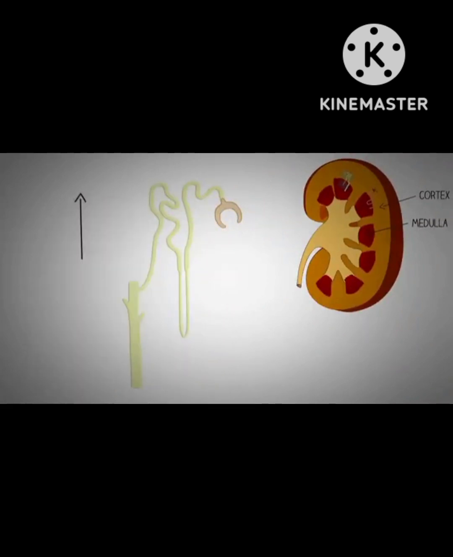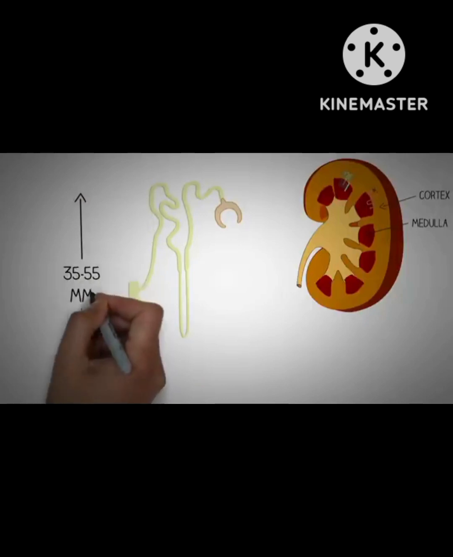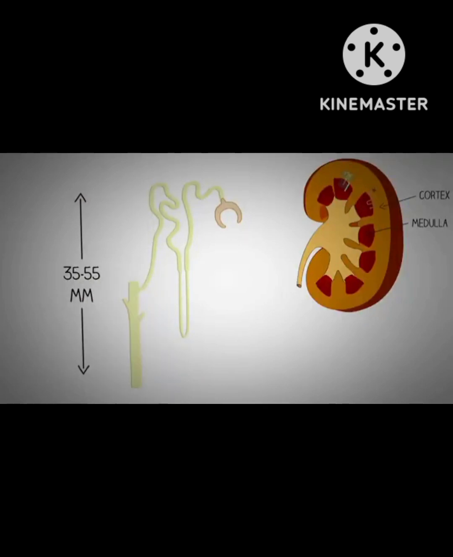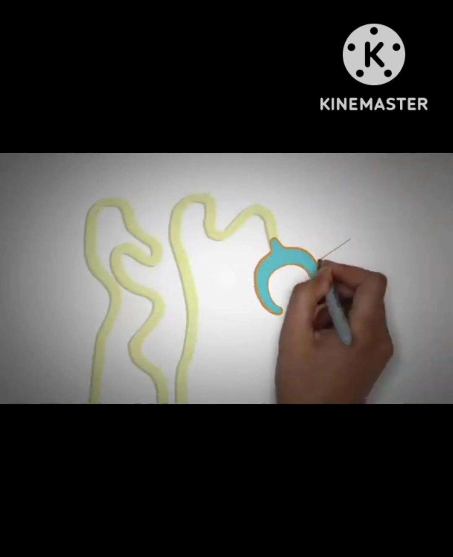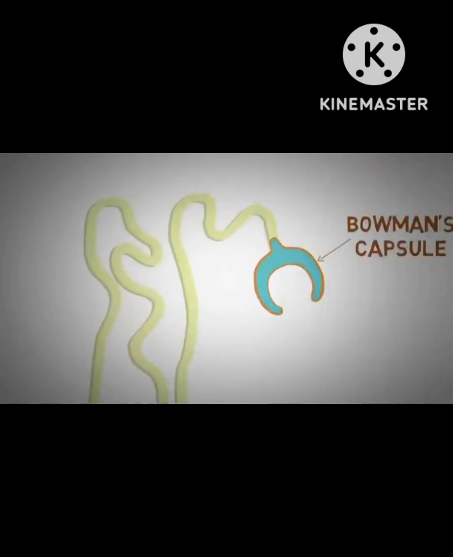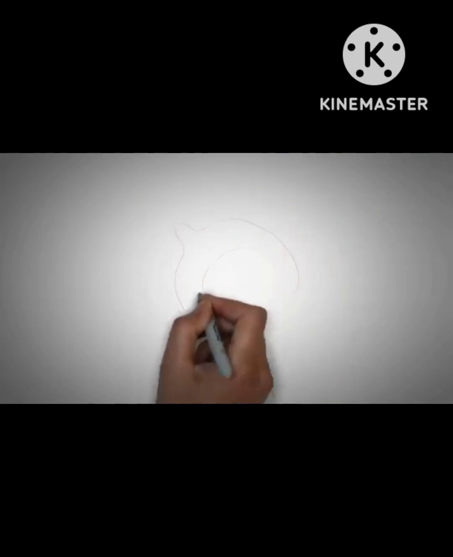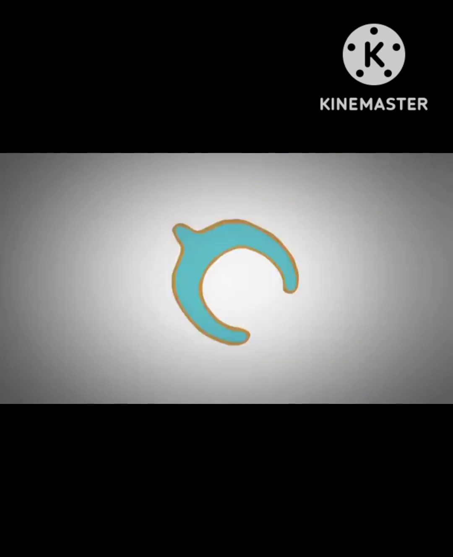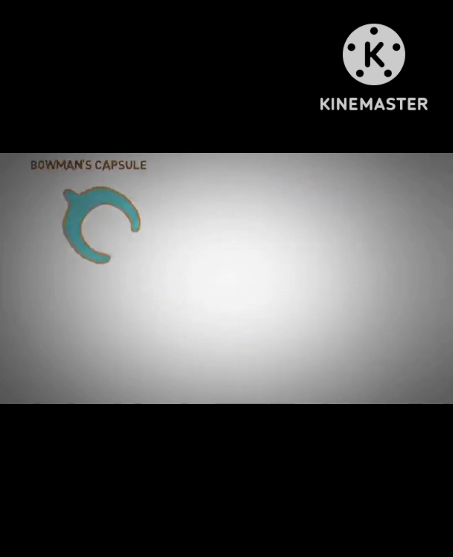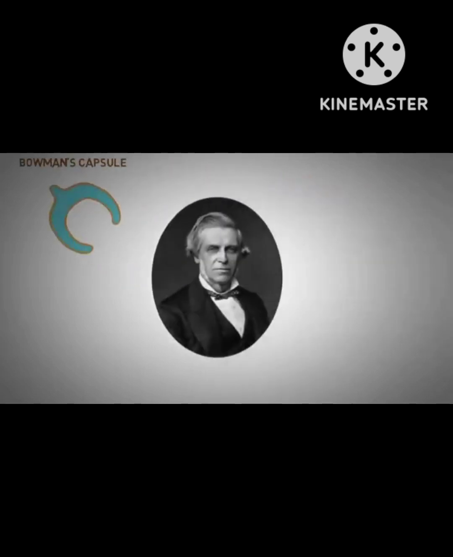So the nephron is a tube-like structure whose length varies from 35 to 55 millimeters, and the structure of nephron can be basically divided into two major portions: the Bowman's capsule and the renal tubule. At one end, the tube is closed, folded, and expanded into a cup-like structure which is known as the Bowman's capsule.